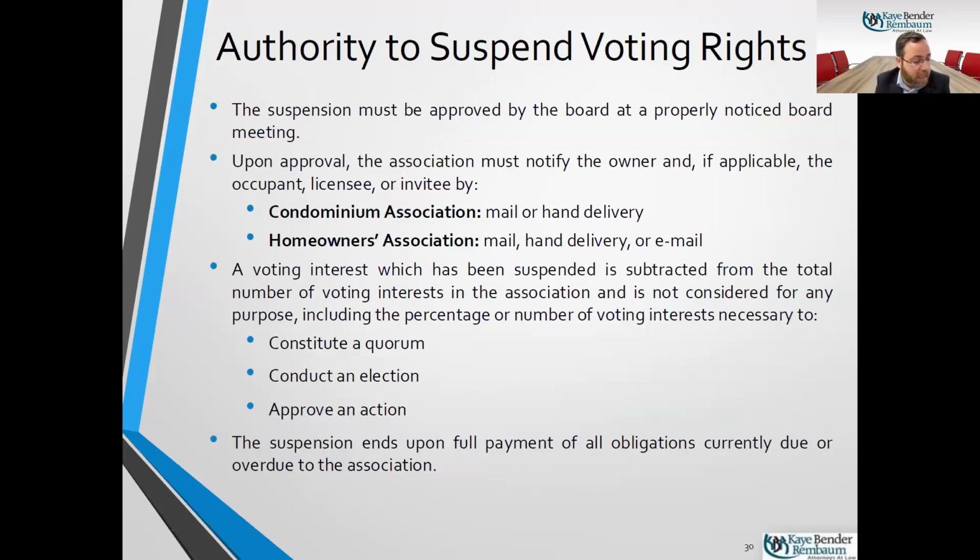Again, I went through this already. When an owner's voting rights are suspended, they are essentially considered as though they don't exist. So they're not counted for quorum purposes, not counted for election purposes or to approve an action. So if, let's say, you need 50 units normally to approve something, you now only need 49. And again, that suspension of voting rights ends upon bringing the delinquency current.